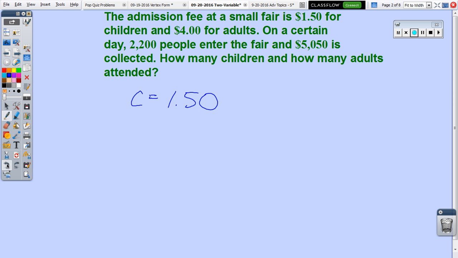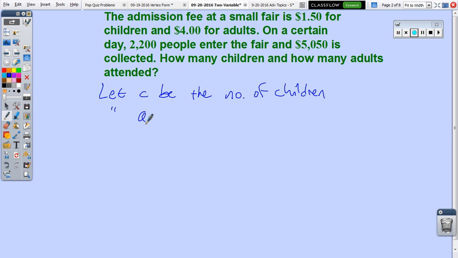So here, let C be the number of children, and let A be the number of adults. All right, so some of you got it. Good job for those that did understand what's going on here.